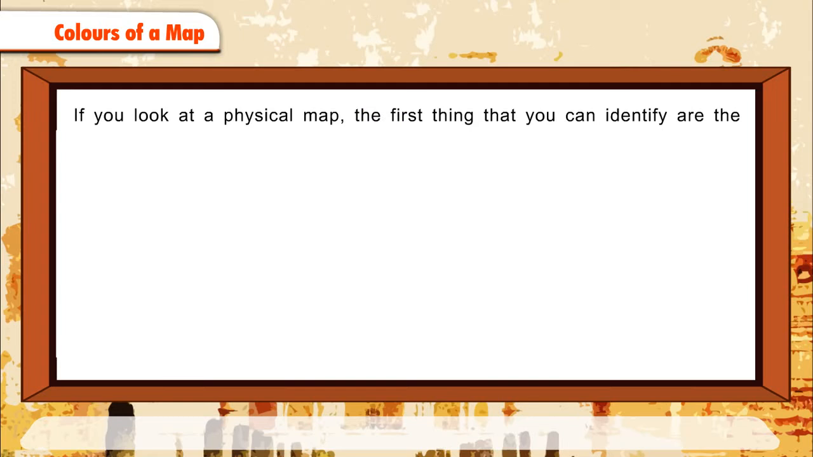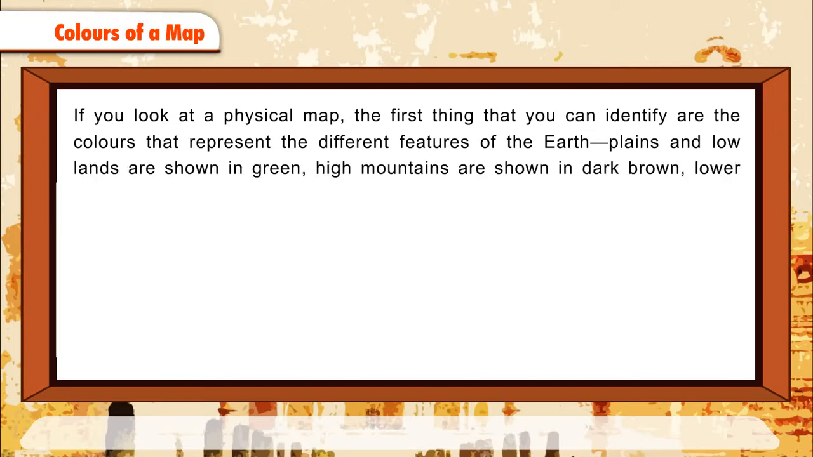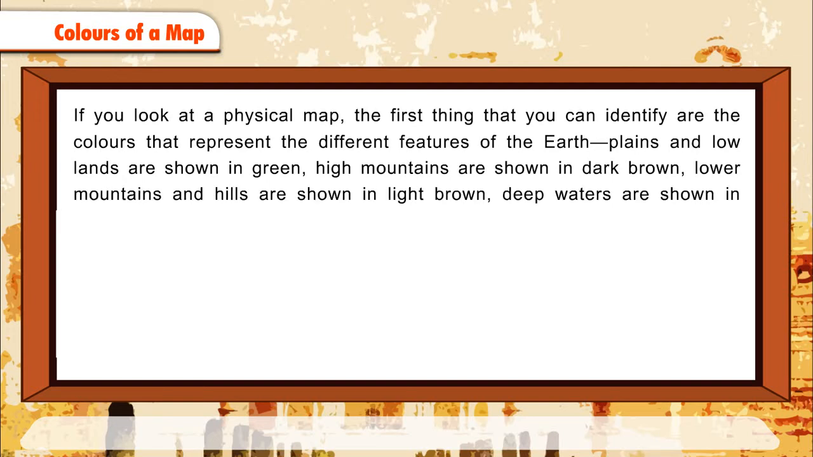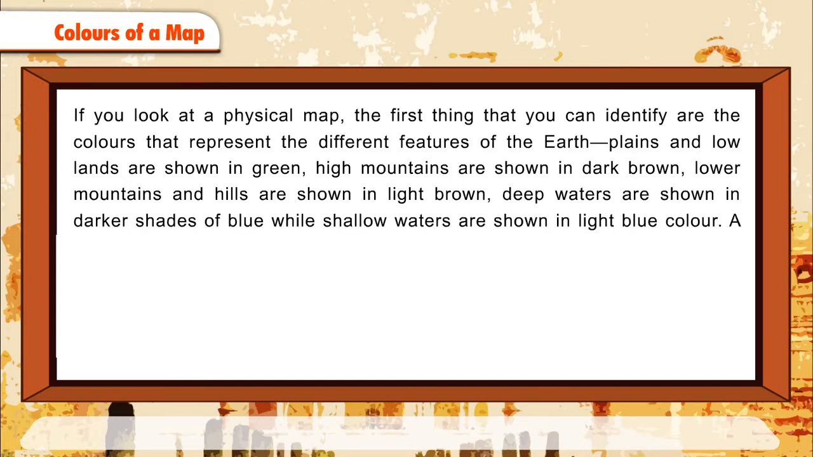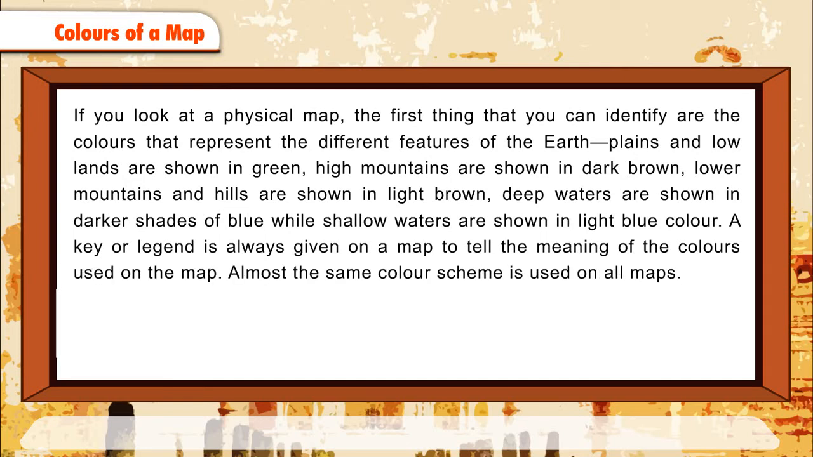Colors of a map. If you look at a physical map, the first thing that you can identify are the colors that represent the different features of the earth. Plains and lowlands are shown in green, high mountains are shown in dark brown, lower mountains and hills are shown in light brown. Deep waters are shown in darker shades of blue while shallow waters are shown in light blue color. A key or legend is always given on a map to tell the meaning of the colors used on the map. Almost the same color scheme is used on all maps.